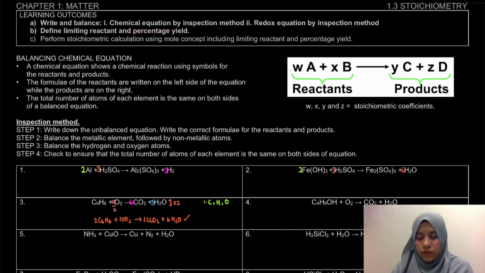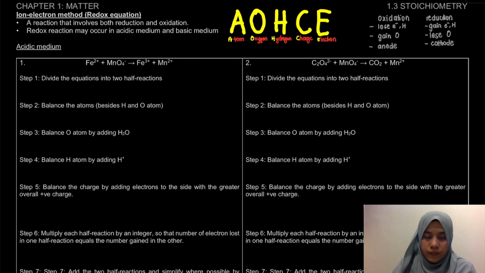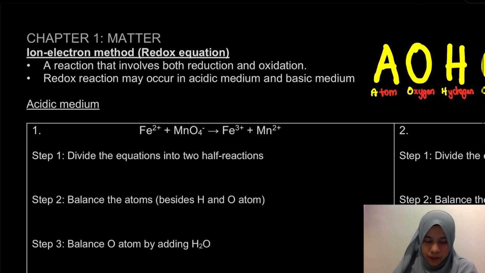For the second one, what we're going to look at is the redox equation by inspection method, which is on your notes on page 19. Here it's the ion-electron method for the redox equation. So in this one we will balance the ion and the electron for the equation itself.